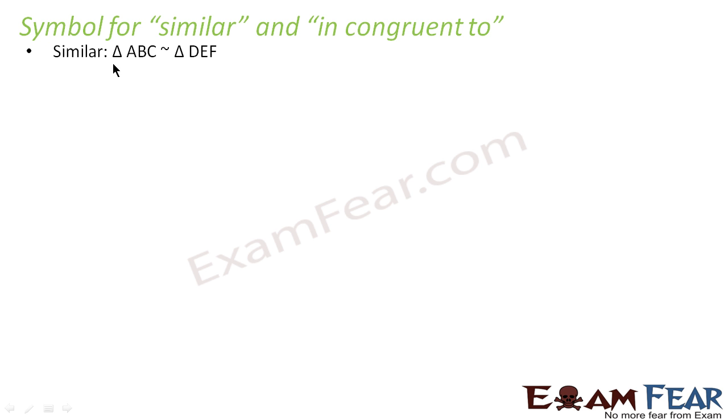To say that two triangles are similar, we use this symbol. If you use this symbol, that means triangle ABC is similar to triangle DEF. To say is congruent to, we use this symbol. When I say triangle ABC is congruent to triangle DEF, that means both are exactly the same. Length is the same, angle is the same, everything is the same. Both are exactly the same in shape and size. When you say similar, the shape is the same but the size is not the same.